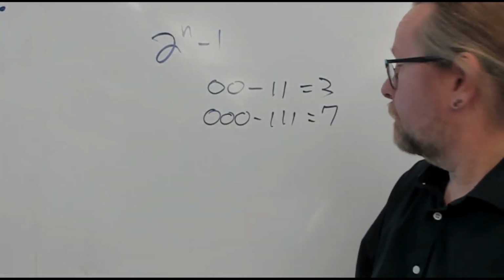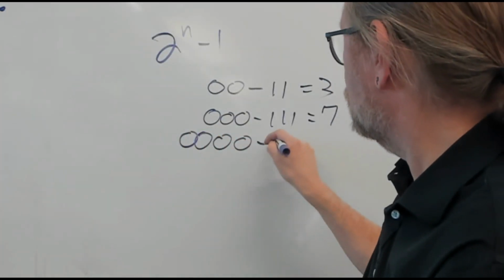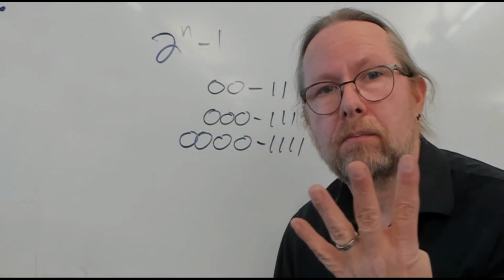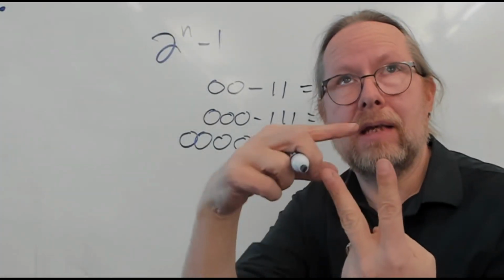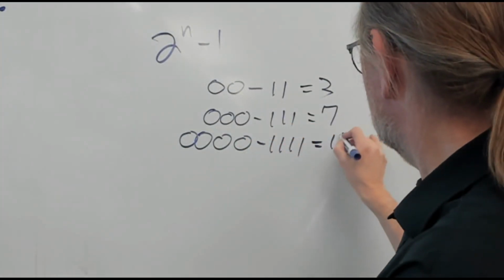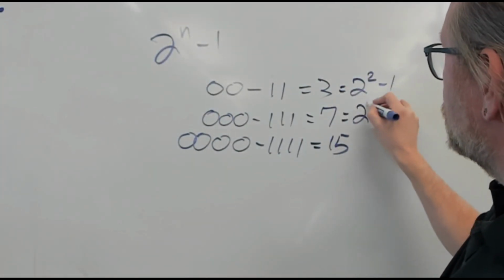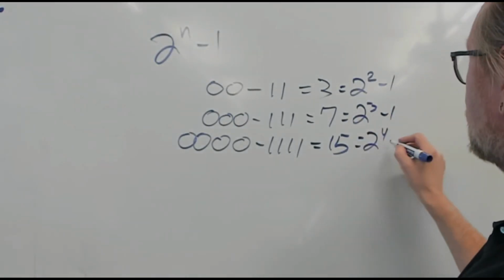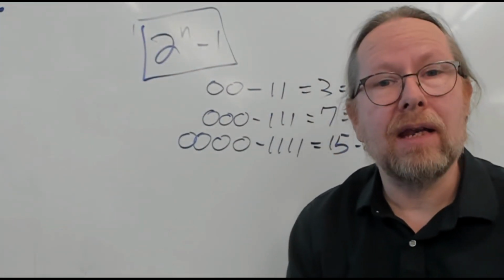What can we do with 4 binary digits? We can express the numbers from 0, 0, 0, 0 up to 1, 1, 1, 1. What's the number 1, 1, 1, 1 in binary? It's a 1 and a 2 and a 4 and an 8. That is 15. Well, this is 2 squared minus 1. And this is 2 cubed, which is 8, minus 1. And this is 2 to the 4th, which is 16, minus 1. So we can express a number up to 2 to the n minus 1 with n binary digits.